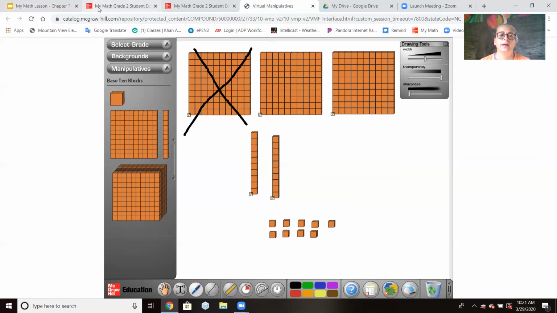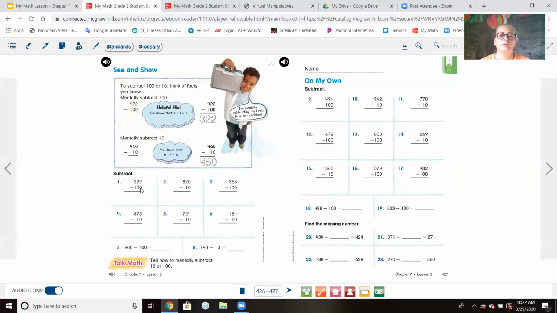So if we go back, 329 minus 100, and we noticed that 9 minus 0, we still had 9 in our ones. Here's where you do it with me. So in your workbook, please do this with me. 2 minus 0 still gives us 2. We still had 2 tens. And 3 minus 1, we were left with 2. So 329 minus 100 is 229.